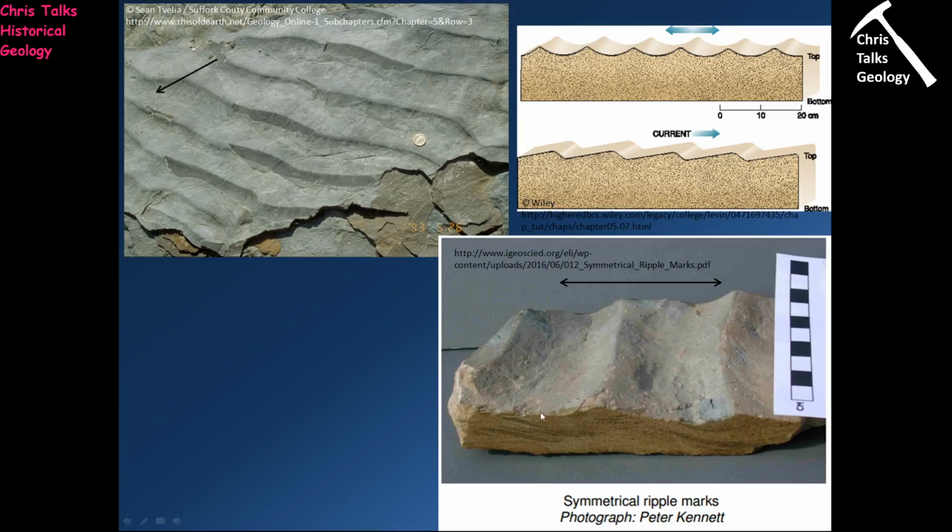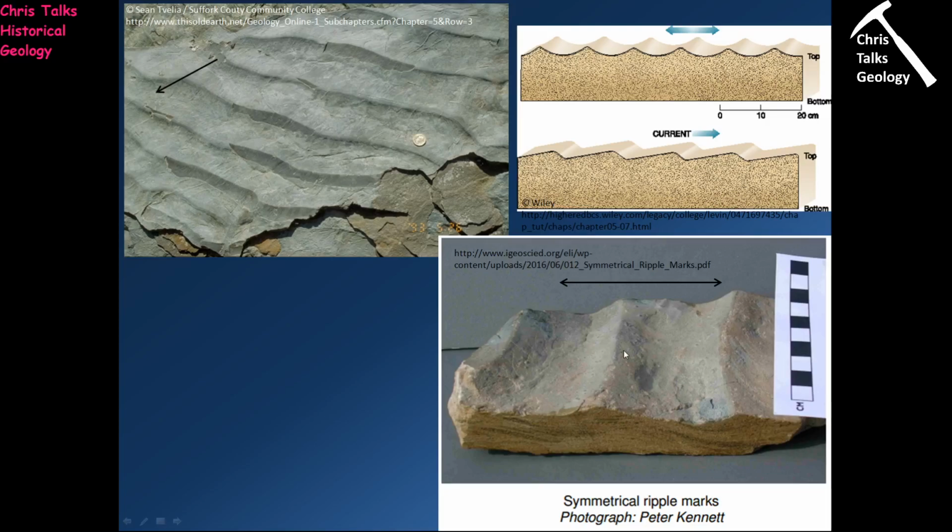So here's an example of a symmetrical ripple. You can see one limb and the other limb, and both limbs are the same angle and the same length. And so this is telling us the flow of sediment was from left to right, and then it went back from right to left. So the flow of sediment is in two directions, 180 degrees to each other. The sediment was being transported one way, and then it came back the other way. And so this constant bidirectional flow produces a symmetrical ripple.